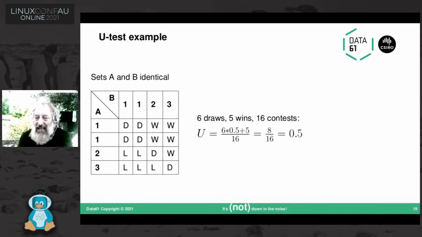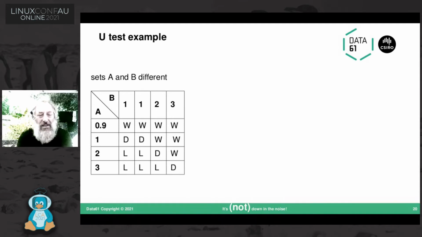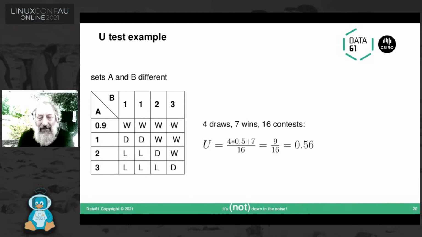So we get a U statistic of 0.5. 0.5 means one is exactly as good as the other. If I make it so that the set A is slightly better in one case, we get an extra win there as opposed to a draw. And if we measure it out, we get 0.56, which is slightly better.